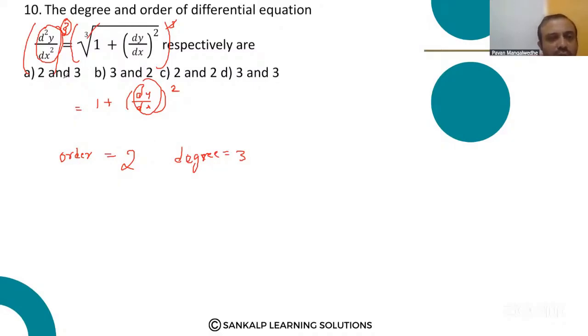Option... But here the question is degree and order. So degree is 3 and order is 2. Where 3 and 2 is there, option B is the correct answer. Option B is the correct one.